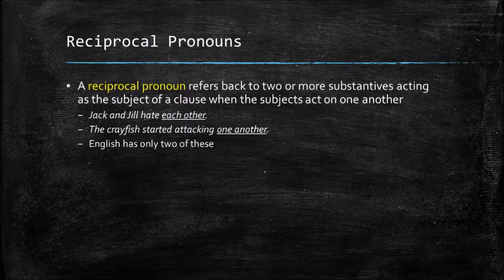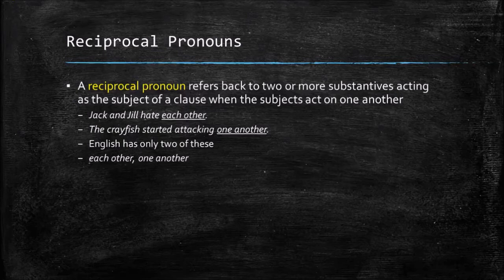English has only two reciprocal pronouns, and you just saw them: each other and one another. So that's why this is the easiest pronoun to classify, because there's only two of them.